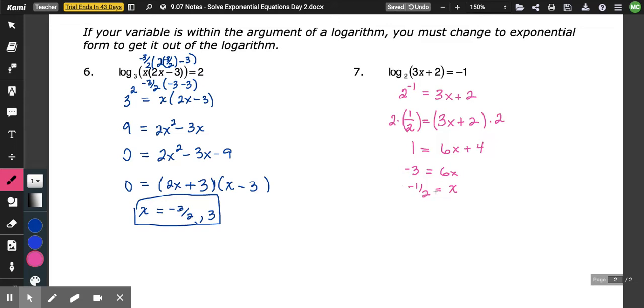Now, once again, before I can claim that this is the answer to this problem, I need to check to see if it violates the domain of this logarithm. So if I put a negative 1/2 in place of x, and it makes the argument, the part that's in parentheses there, 0 or less than 0, something other than a positive number, then it's not really an answer. So 3 times the negative 1/2 is negative 3 halves. Plus 2 would be positive. So this one is okay. So negative 1/2 is our answer.